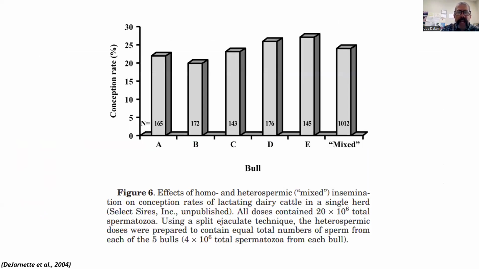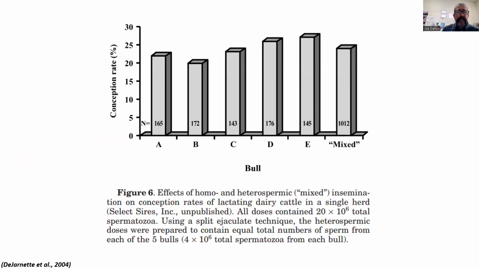And if we go one more table here, again, this table's set up in the same way the previous one was set up. We have a conception rate on one axis. We have the various bulls, A, B, C, D, E, and then we have the mixed semen. And in this one, all doses contain 20 million sperm cells, which is standard for an AI dose.